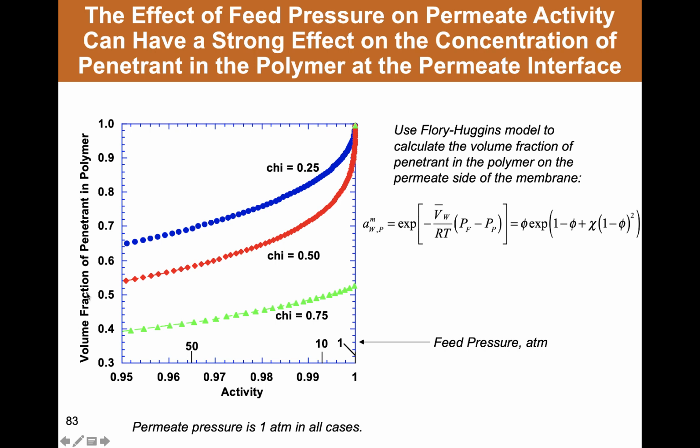So the amount of penetrant dissolved in the polymer is shown as a function of activity, and I've converted that, for the case of water, to what the feed pressure would correspond to, holding permeate pressure always at 1 atmosphere. And so what this says is that there could be significant changes in the volume fraction of water even as the activity changes from 1 to 0.95 or 0.93. So those small changes in activity towards the high end of the activity scale give rise to significant changes in concentration of penetrant dissolved in the polymer.